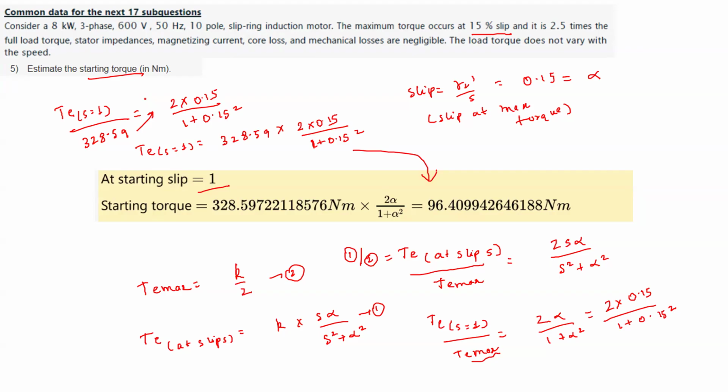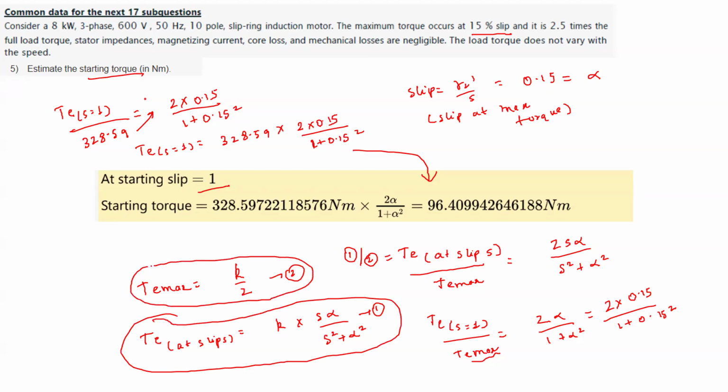So this is how you can solve this. You just need to know this and this. Other than that, it is the relation between T max and T at any slip. It could be at starting, it could be at full load, it can be whatever. So you can find anything. If they have not given the relation between the torques, then you can find the value of the torque, like here in this case, we had to find. In the first question, they gave the relation between the two torques, full load torque and the maximum torque, and you were asked to find the value of slip. So you can do that.